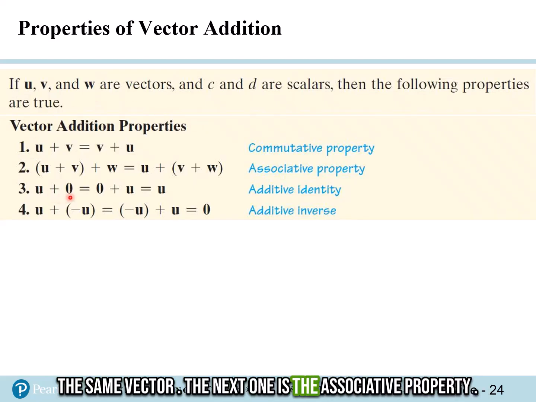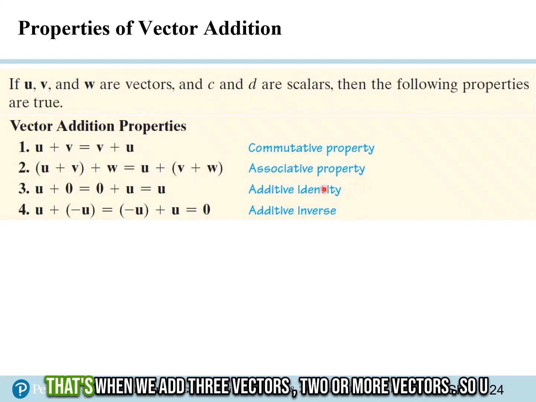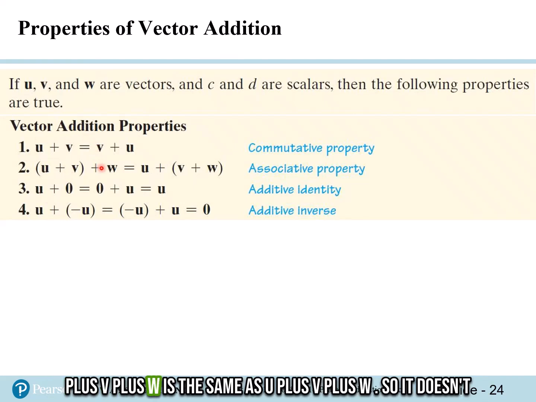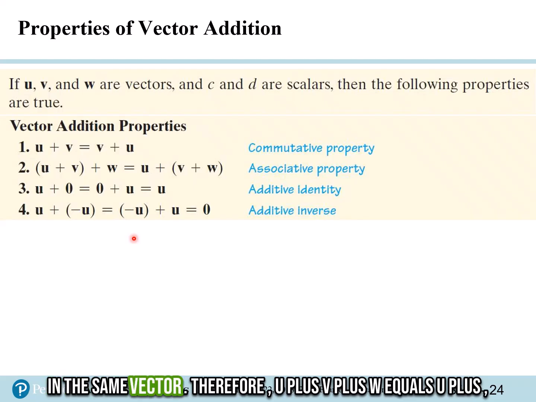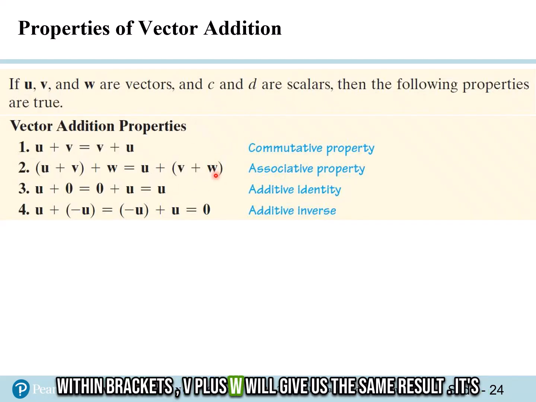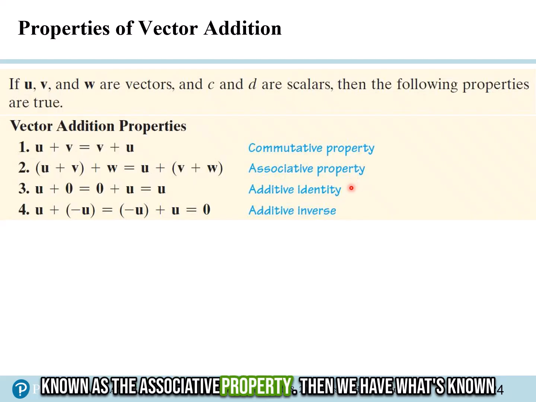The next one is the associative property. That's when we add three or more vectors. So u plus v plus w is the same regardless of grouping. It doesn't matter which two vectors you are adding first. It will still result in the same vector. Therefore, u plus v plus w equals u plus within brackets v plus w will give us the same result. It's known as the associative property.